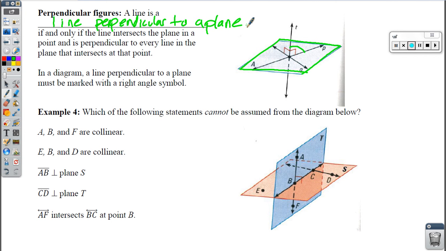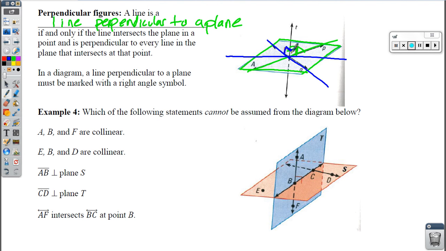So a line is perpendicular to a plane if and only if that line intersects the plane at a point and is perpendicular to every line that intersects that point. So that's what this is here. It's showing you that it's perpendicular to this line, and it's also showing you here that it's perpendicular to this line here. And any line, if we wanted to say draw a line going like that, it would also be perpendicular to that line. It would be perpendicular to every line in that plane.